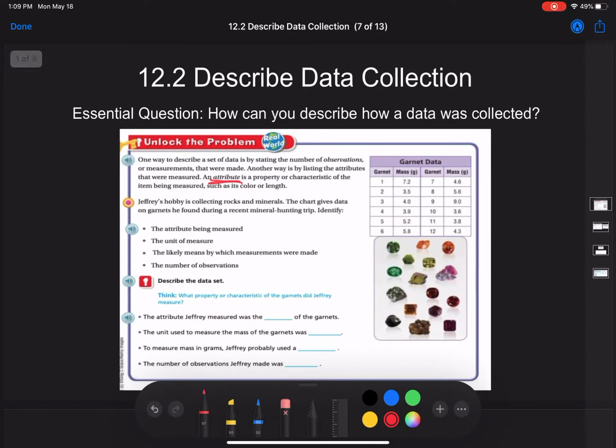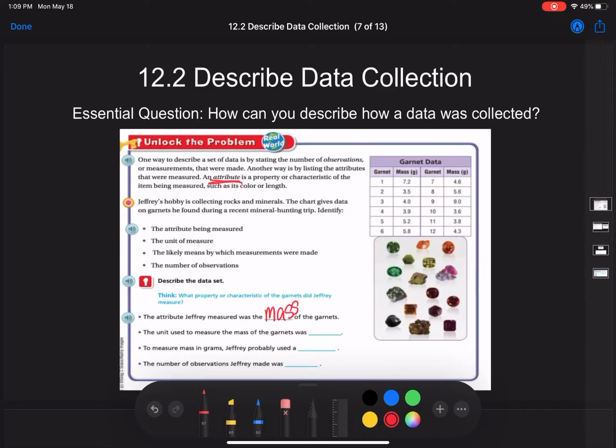So an attribute is a property or characteristic of the item being measured, such as what's the color, length, weight. In fact, in the next part, Jeffrey's hobby is collecting rocks and minerals. The chart gives data on garnets he found during a recent mineral hunting trip. So the attribute being measured, in other words, what is he measuring? He's measuring the weight. Looking at the first bullet point, it says the attribute Jeffrey measured was the weight of the garnets. Specifically, it says mass.